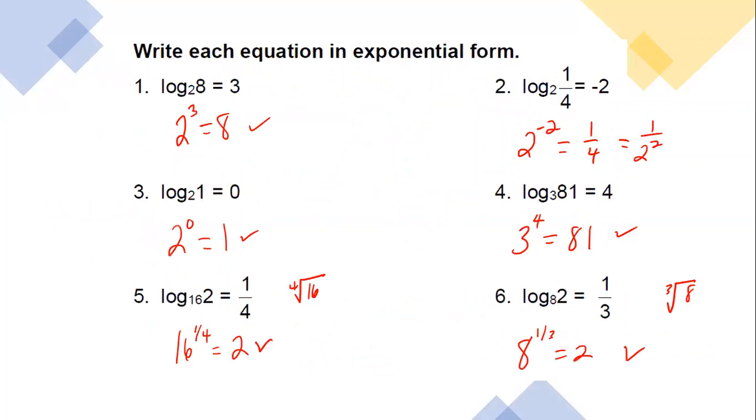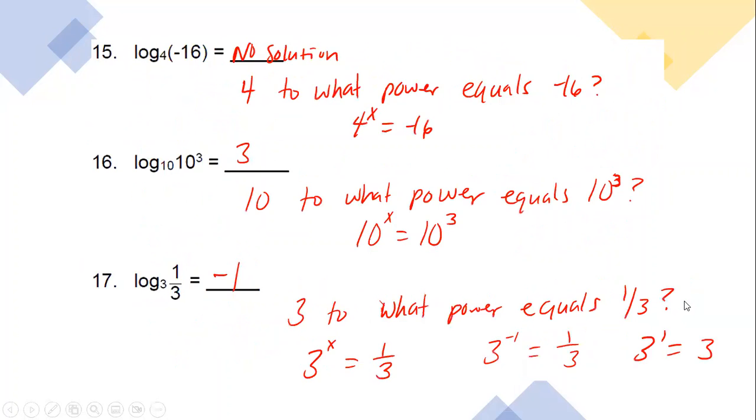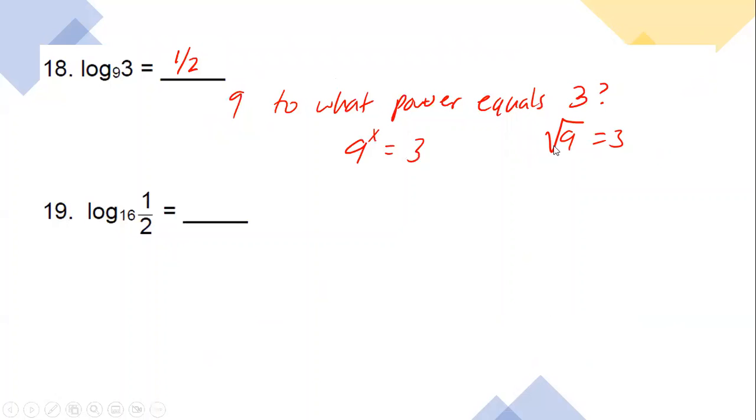So let's go back and look here really quick. So remember how we had when we wrote 16 to the 1/4, and I told you that that's the same thing as saying the fourth root of 16, and we had 8 to the 1/3, and I told you that's the same thing as saying the cube root of 8. So here, I know that I can get 3 by taking the square root of 9. So therefore, it's going to be 9 to the 1/2.